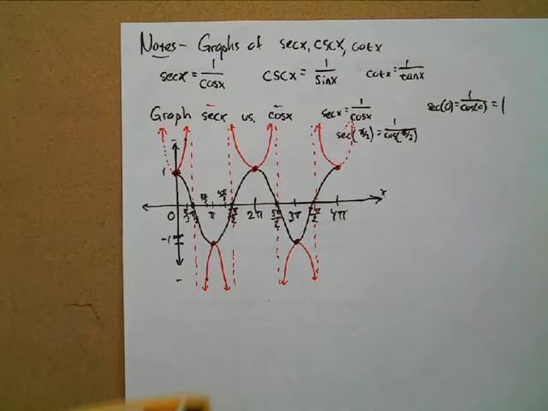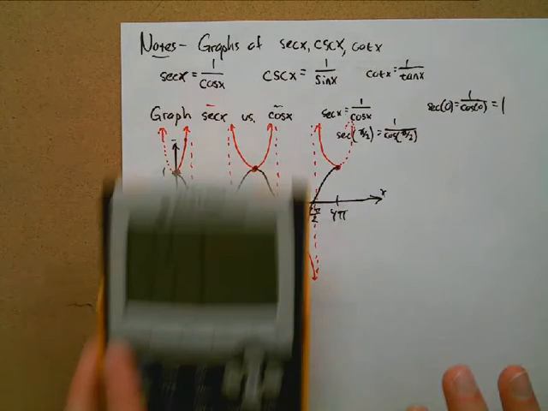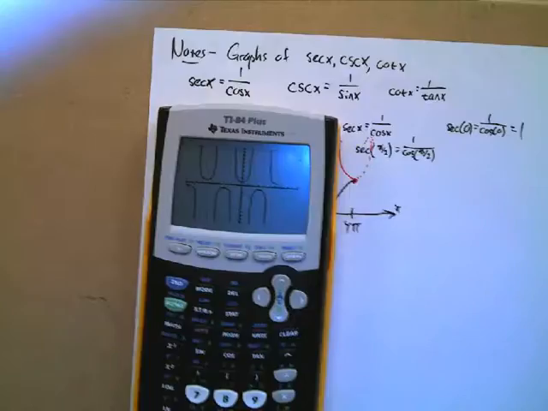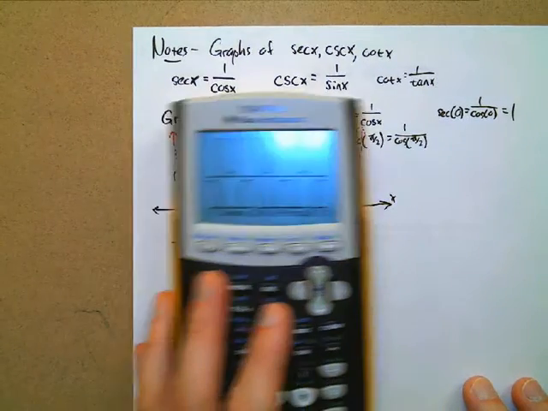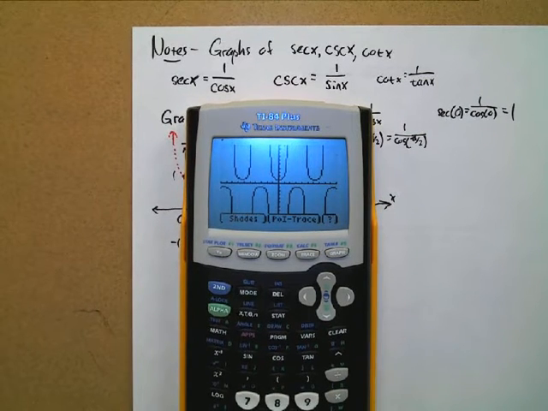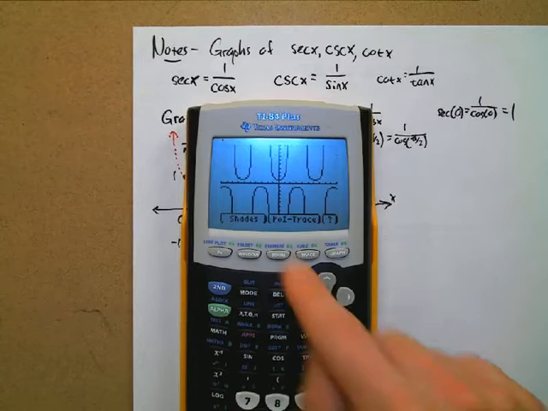Oh, there it is. Well, beauty is in the eye of the beholder, I guess. It's not the prettiest thing. Go to zoom trig. Yeah, so there it is. Okay. So that can be quite intimidating to think about, to think about graphing and stuff.